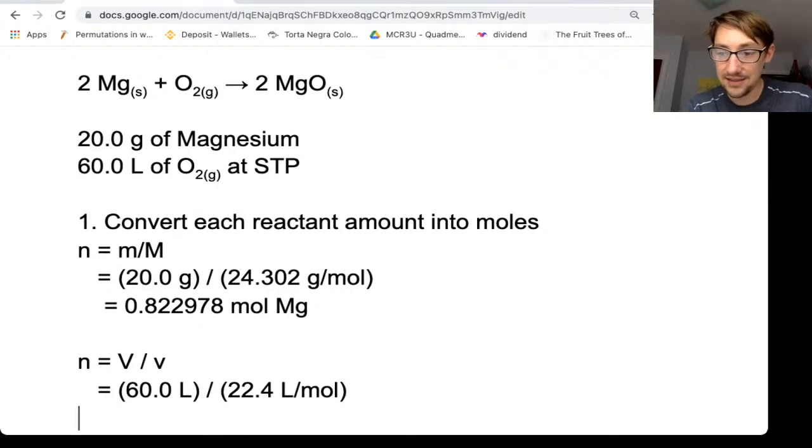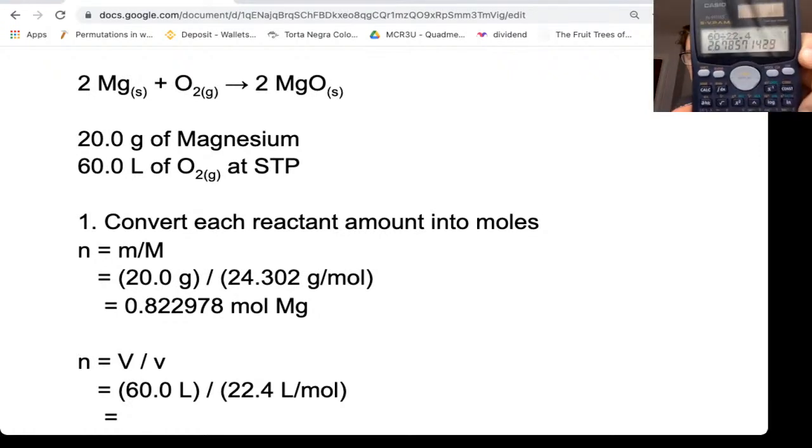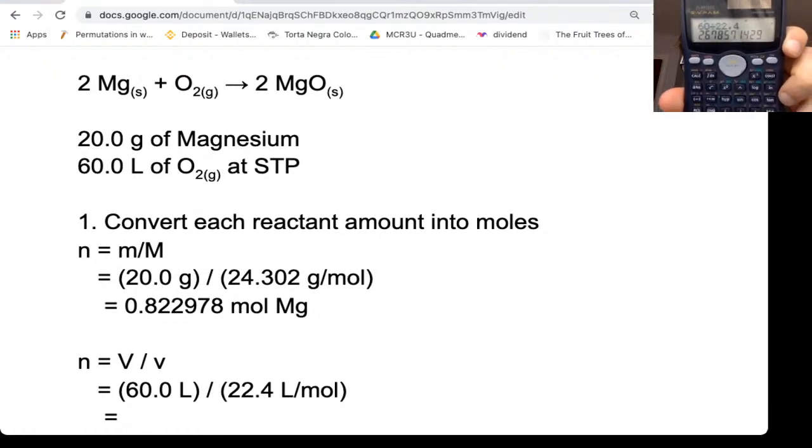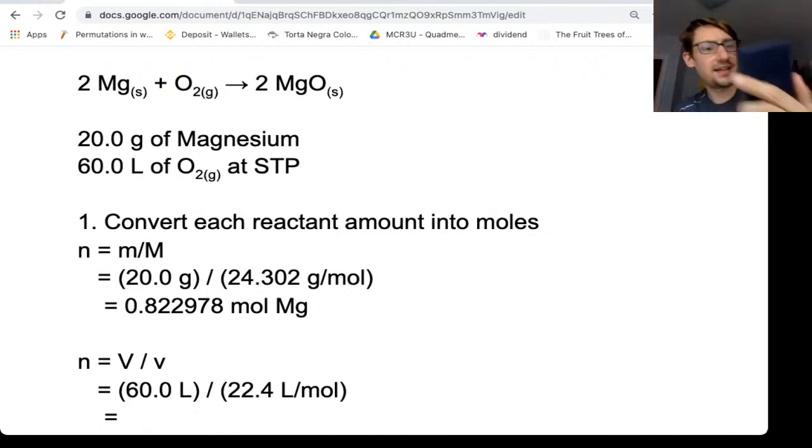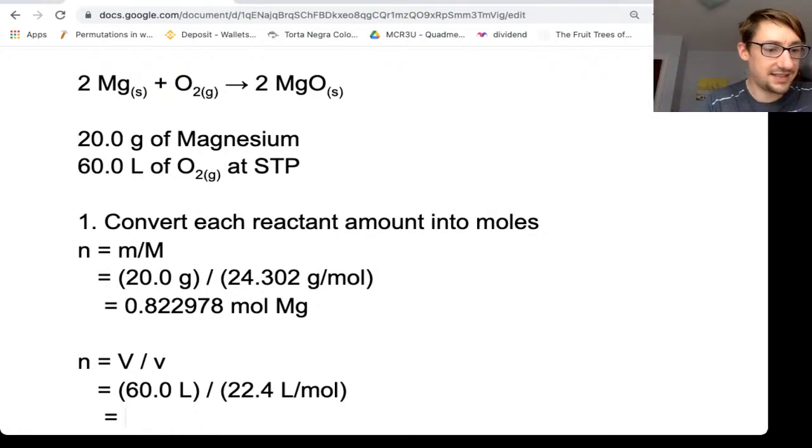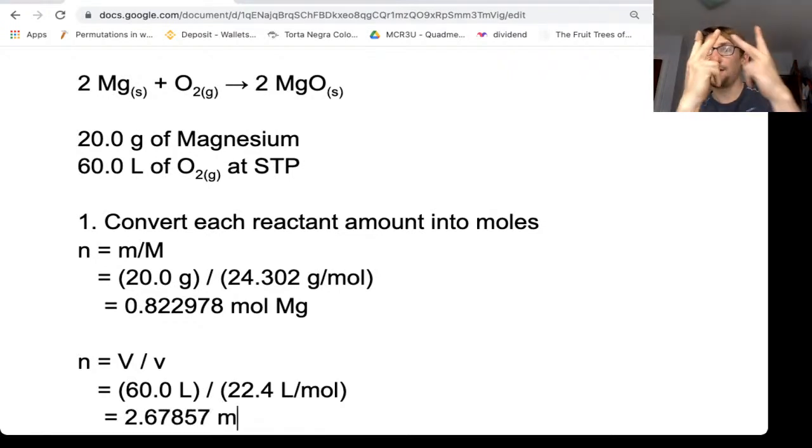I like it. Someone asked, yo, are we doing stoichiometry? Yo, you betcha we are. Someone asked for it. I'm just going in order. When I do 60 divided by 22.4, I got 2.67857 moles. Very nice. Now that's of O2.